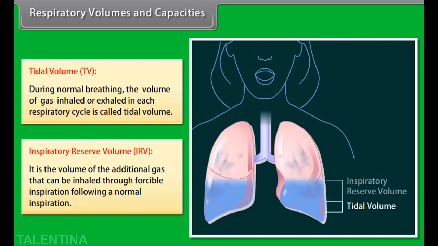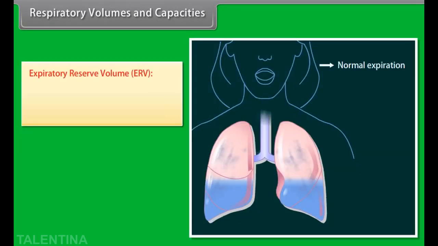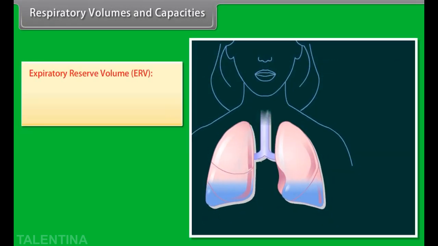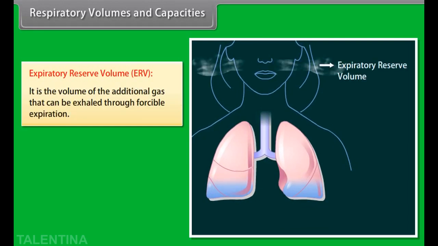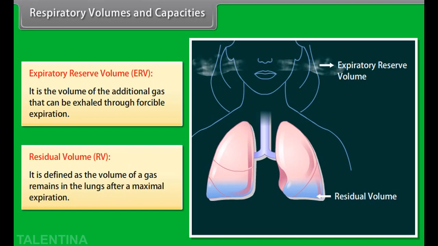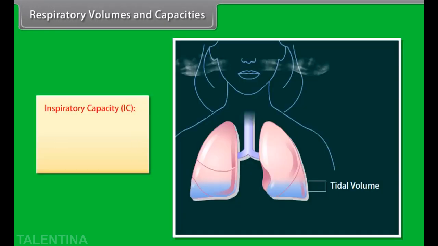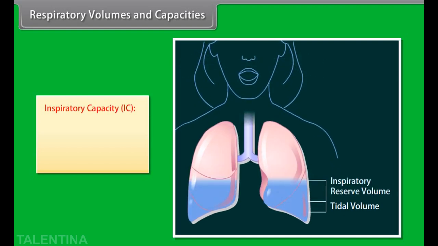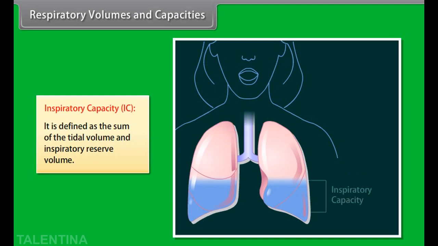Expiratory reserve volume, ERV. It is the volume of the additional gas that can be exhaled through forcible expiration. Residual volume, RV. It is defined as the volume of a gas that remains in the lungs after a maximal expiration. Respiratory volumes and capacities. Inspiratory capacity, IC. It is defined as the sum of the tidal volume and inspiratory reserve volume.